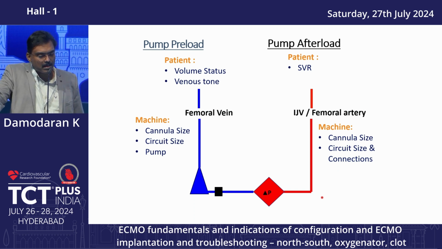Basically, this device is a load dependent machine. It functions on the amount of preload as well as the afterload. It also depends on the machine configuration, that is cannula size, based on Poiseuille's law. If the cannula diameter is big, obviously flow is big, as there is less resistance.